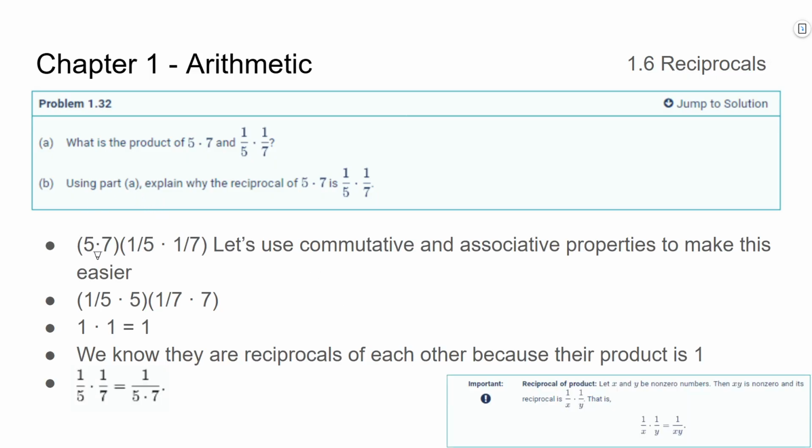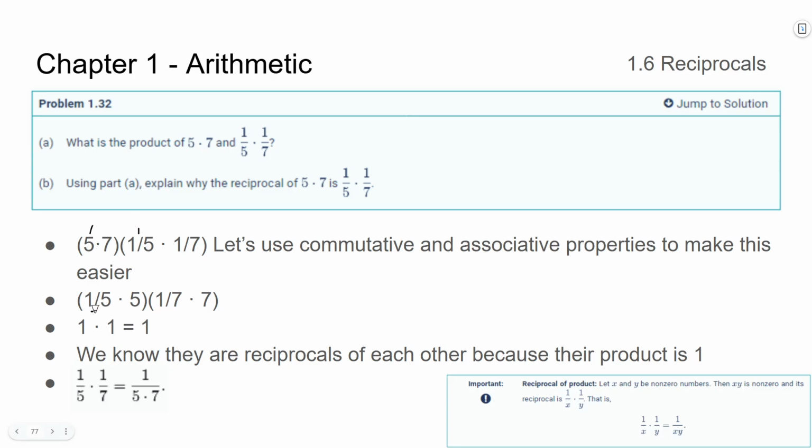Okay, so 5 times 7 times 1 over 5 times 1 over 7. We can use the commutative and associative properties to move things around a little bit, because with multiplication and also addition, you can regroup however you want and switch the order of things. So I see 5 here and 1/5 here, and I know that would be a reciprocal, right? You multiply those together and you get 1. So let's move those together.